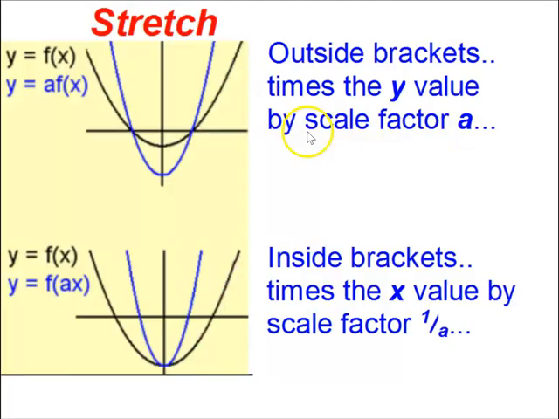So just to summarize again, if we have y is equal to f of x and then we have y is equal to a f of x, where the a is stuck onto the outside of the brackets, we multiply the y value by a scale factor of a. If we have y is equal to f of x, and then we have y is equal to f of ax, where the a is on the inside of the brackets, we multiply the x value by a scale factor of 1 over a.